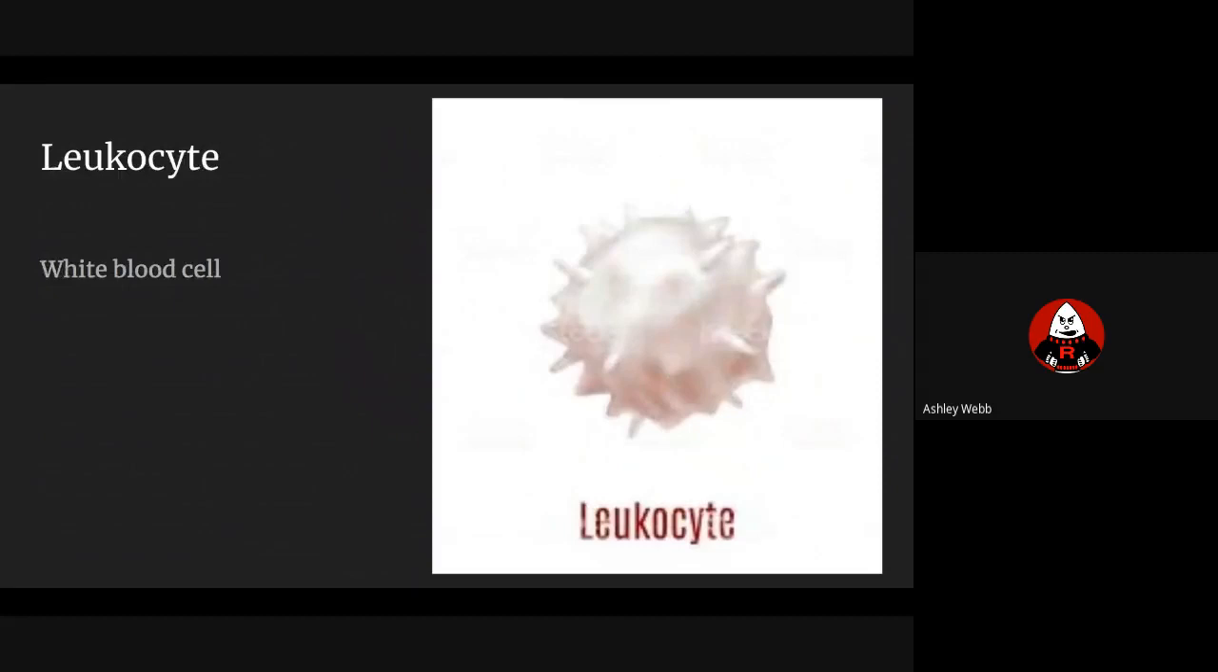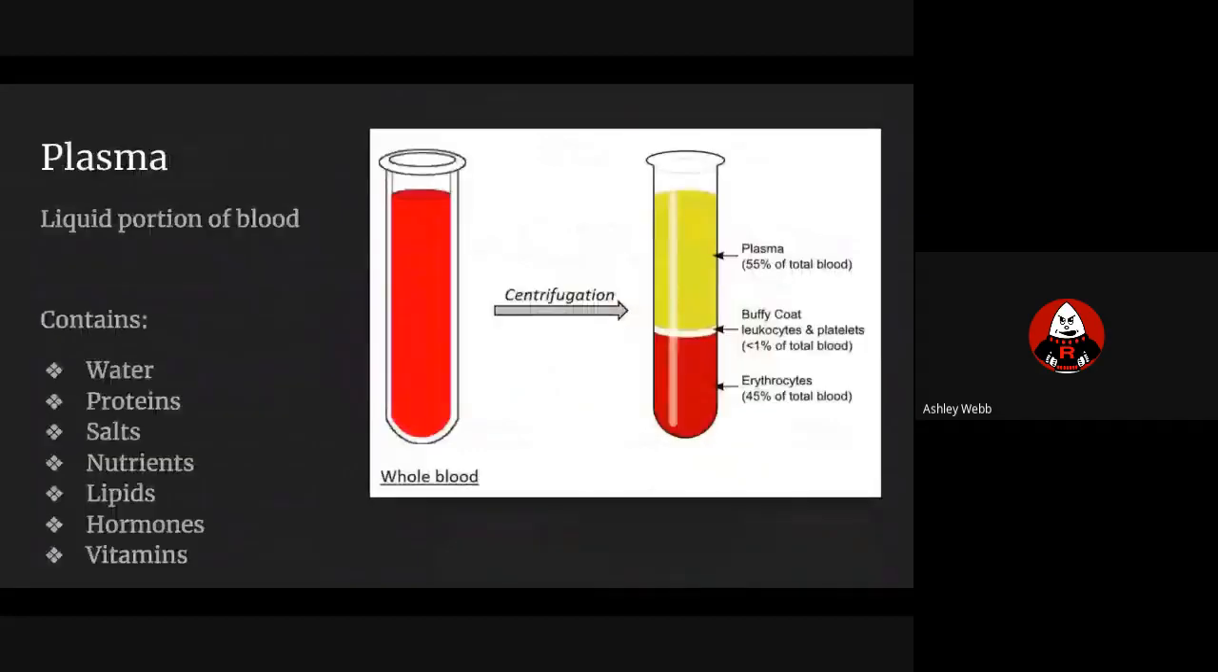Leukocyte's an easy one, because by now you are very well versed in knowing that leuko means white and cyte means cell. So it's just simply a white blood cell. Plasma. Remember, plasma is that liquid portion of the blood made up of water, proteins, salts, nutrients, lipids, hormones, and vitamins. So I like this picture because it kind of shows before and after the centrifuge.